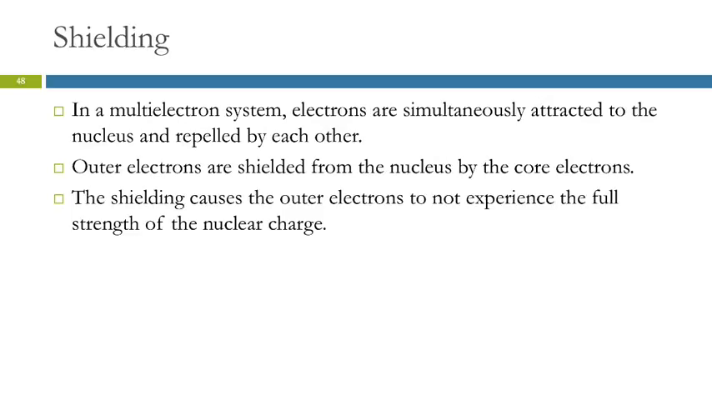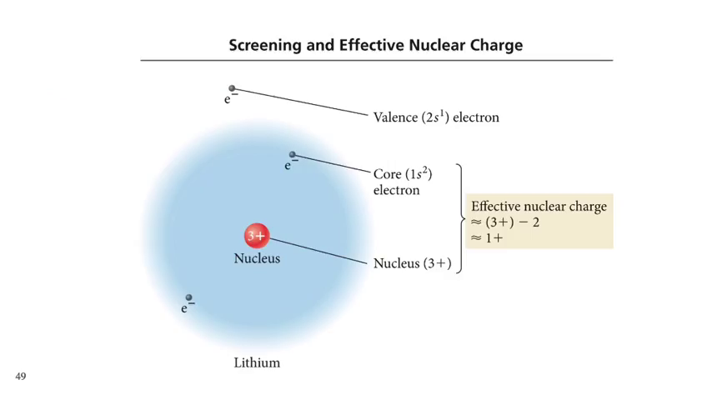So we talked about shielding and how when there's more than one electron in an atom, we've got attractions between the electrons and the nucleus, and we have repulsions between the electrons. And the outer electrons get shielded from the charge of the nucleus by the core electrons. So the outer electrons do not have as much attraction.